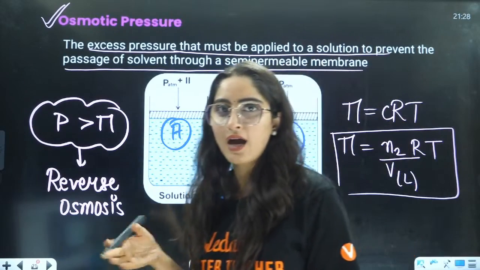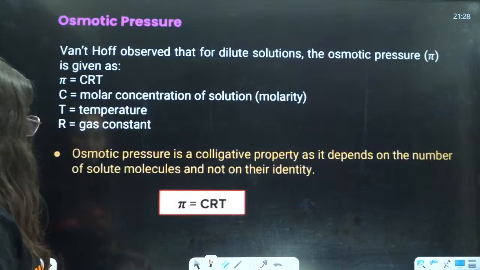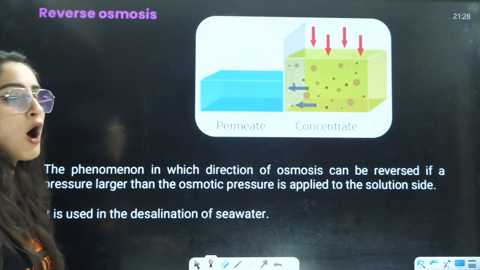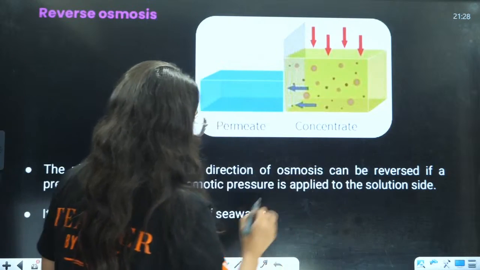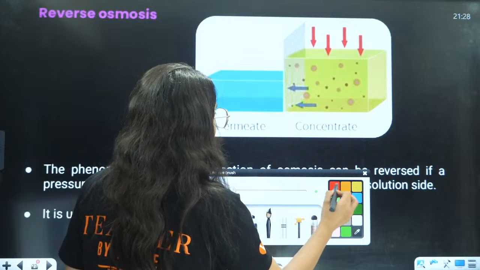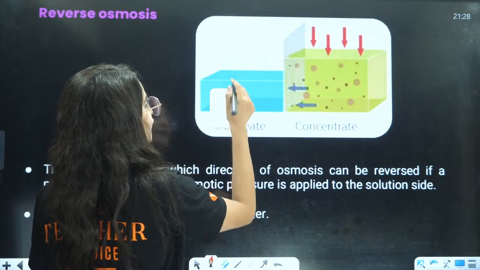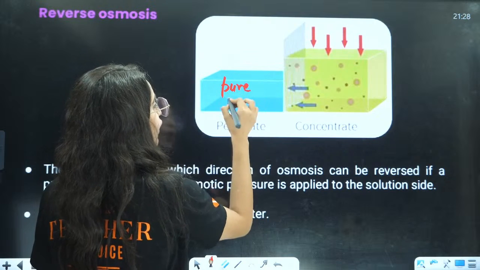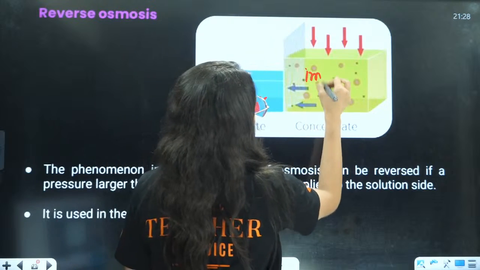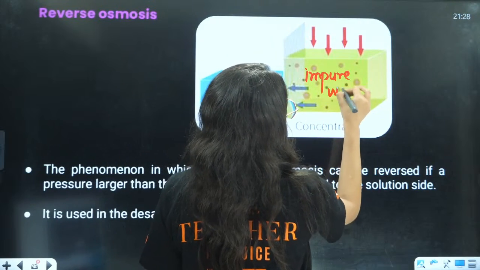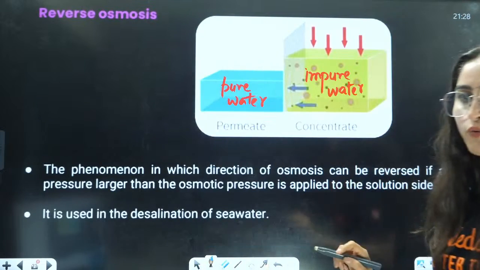That is called reverse osmosis, and this system is used in your RO, right? In your RO, from where we drink the water, this reverse osmosis system is used. Now let us see how this system is used, right? Basically, I'm just giving you one example. For example, you have pure water, and this is your impure water, right? So what will happen here?